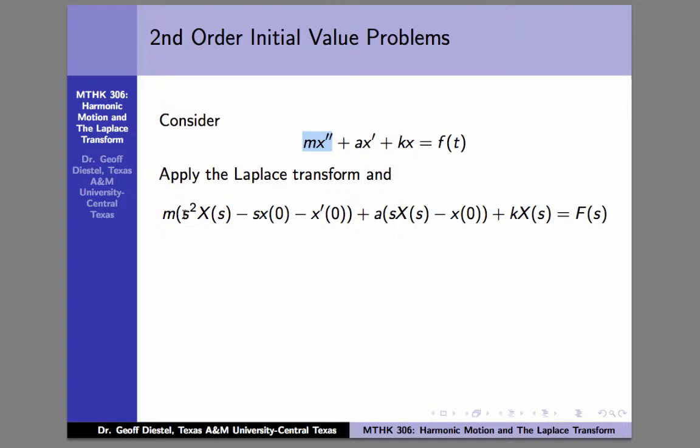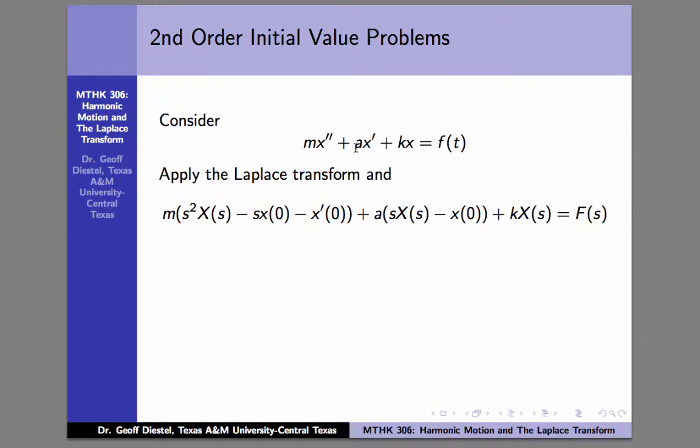So that first term is just going to become m times s squared times the Laplace transform of our solution x, which I'm calling capital X. So capital X is the Laplace transform of lowercase x. And then I subtract s to the first power times x of 0. And then I subtract s to the 0 power, which is 1, times x prime of 0.